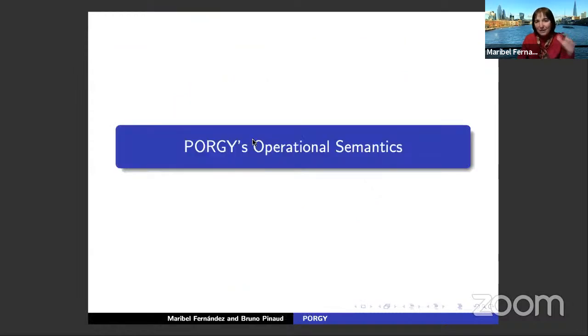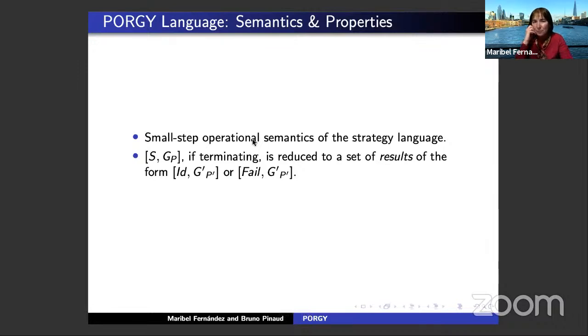Okay, in a couple of words, I just want to give you an idea of the operational semantics of the strategy language. I don't think I have a lot of time because I want to give some examples too. So what we have defined is a small step operational semantics, and we looked at the properties of this small step semantics to make sure that we can always compute a result when it is possible to compute results for a graph. Our results have always the form ID or fail. That means that the strategy, when it's fully computed, should terminate on some ID or fail, and the graph reduces to some other graph.